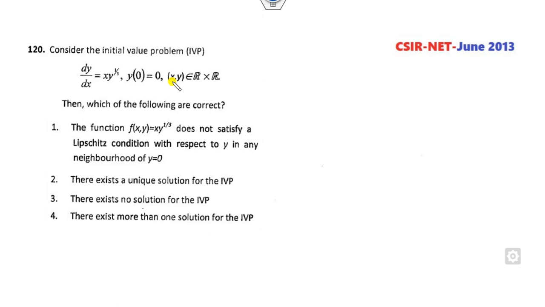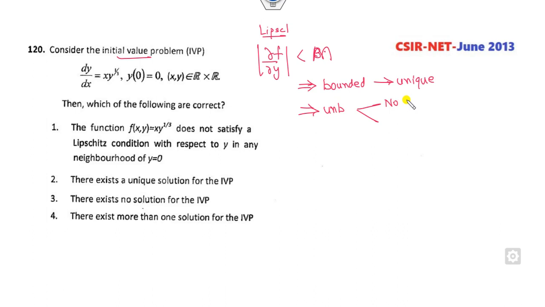Okay, this is the initial value problem. So what is the initial value problem? You have to use the Lipschitz condition. What is that? Whenever this condition is bounded, say by M, whenever this condition is less than M, then if it is bounded, it will give you a unique solution. If it is unbounded, then it will give you either no solution or infinitely many solutions.